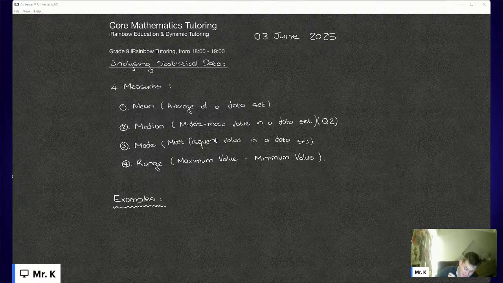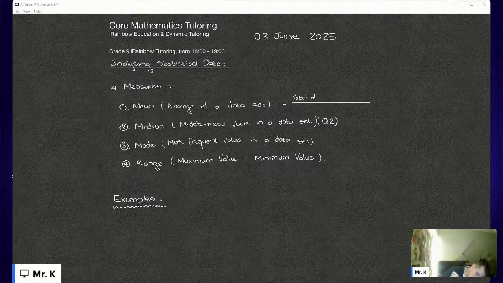Well, for the mean, we can write a small note over here. We calculate the average by taking the total of all data points, and we divide by the number of data points that were included in the above calculation. That's going to give us our average.